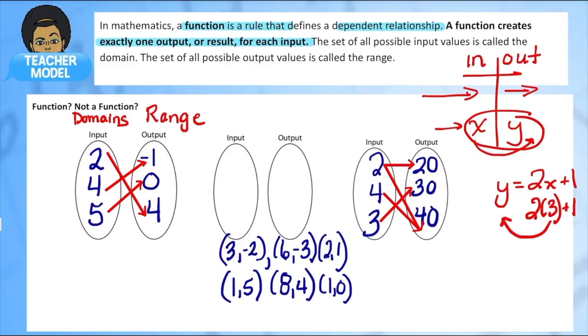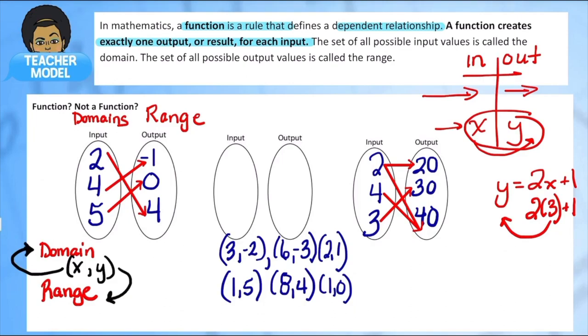Let's look at this example. I want us to think of the domain and the range. I'm going to put domain here and range here. Here's X, here's Y. Your X is your input, your domain, and your Y is your range. So that's the first thing I want you to recognize, and we can separate them.